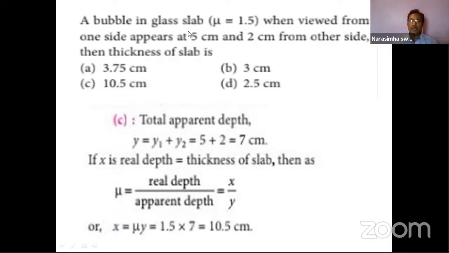Then we calculated the net, that is 7 centimeters. And the refractive index of that glass plate is given, mu, and the real depth we need to calculate. This is the formula, x by y is equal to 1.5, right? So x is equal to mu y, and the mu value is given 1.5, and the net apparent depth value is given 7. So this is 10.5 centimeters, the original depth, that is the real depth.